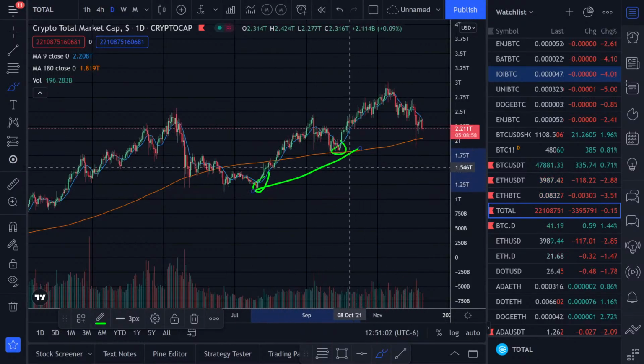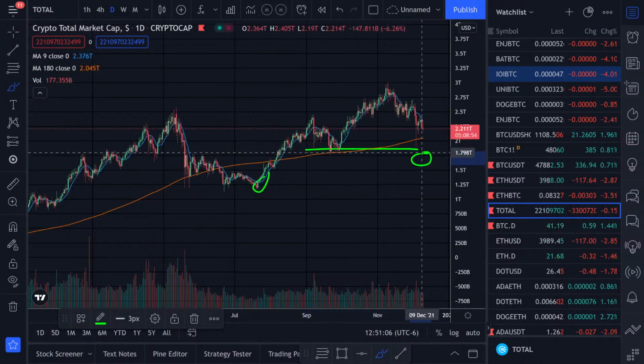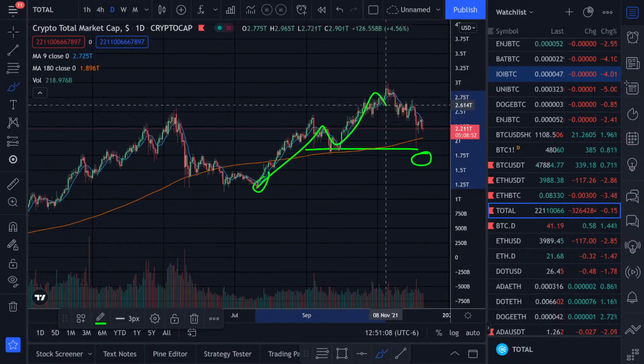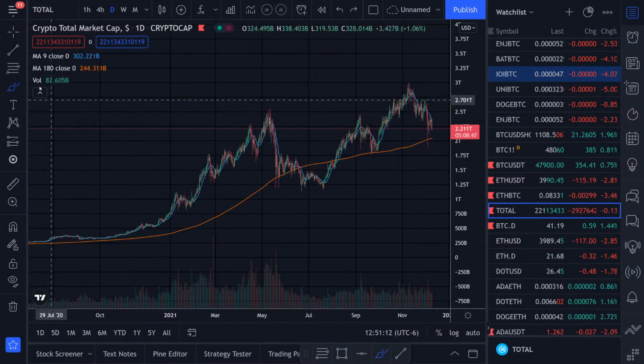We still haven't broken that one either. I would say we have this level right here. If we go lower than this, then we're definitely breaking that one. And I don't know.